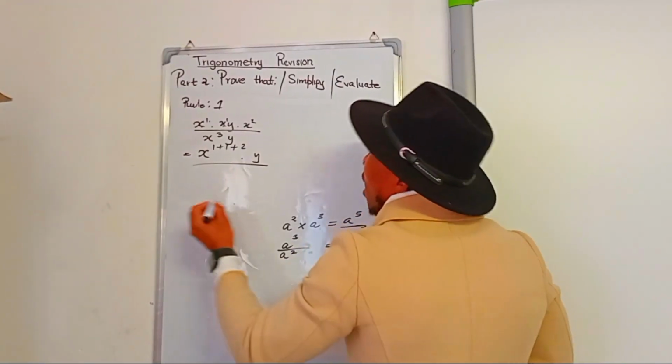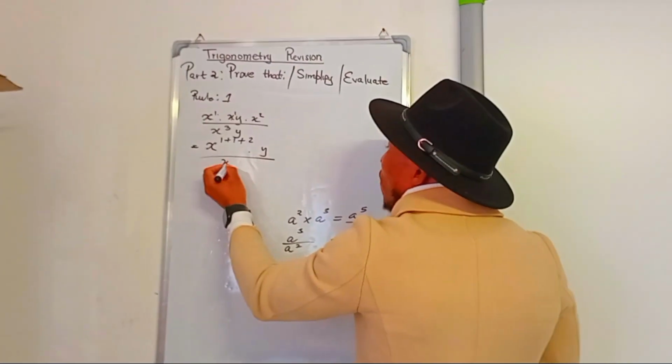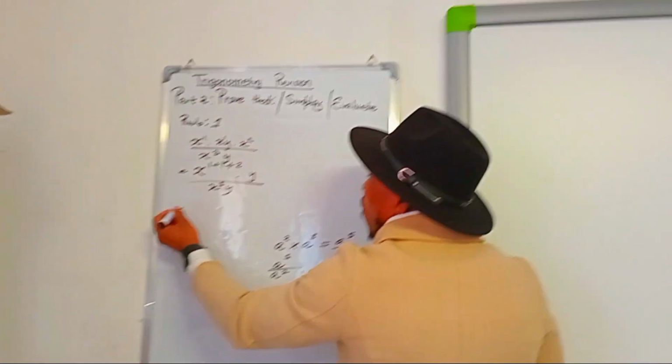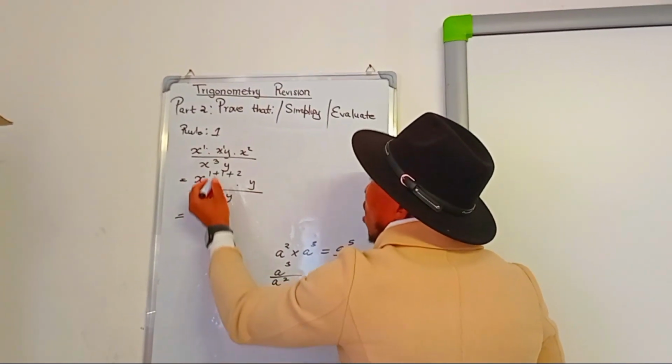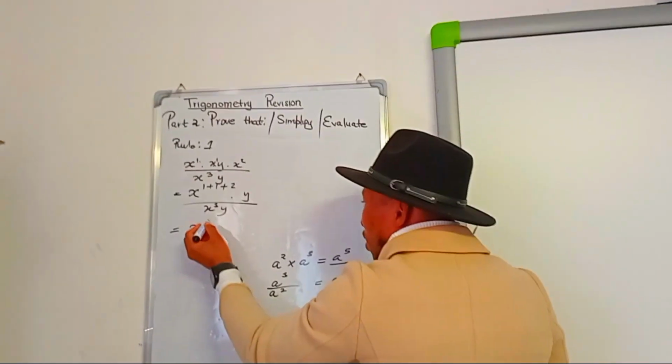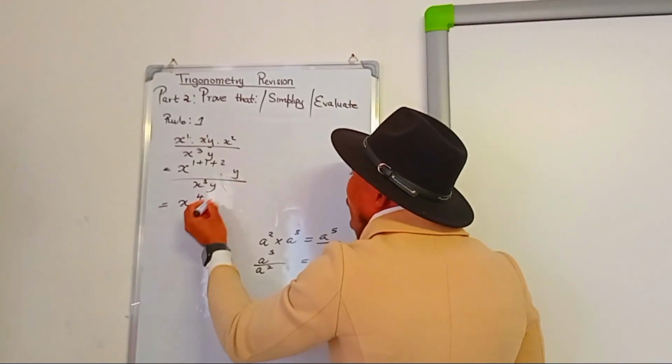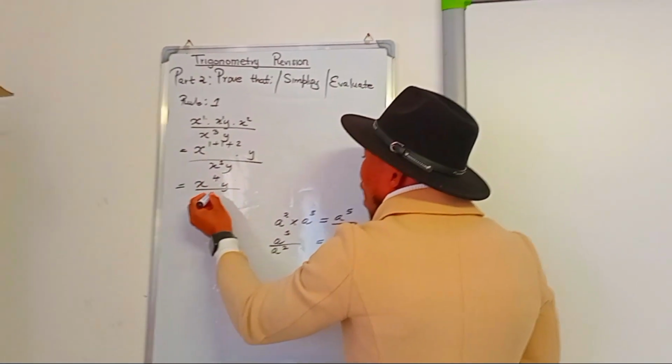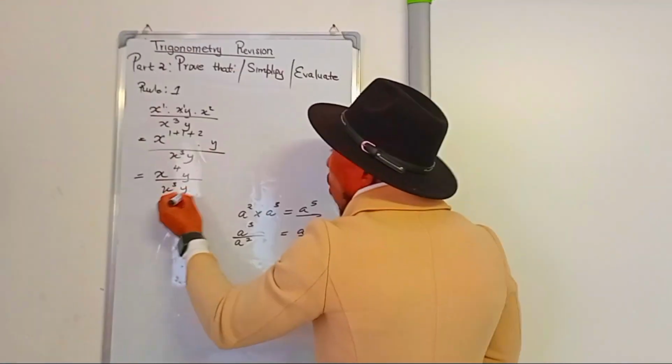Then we have y, which doesn't have a base, okay? And all over here we have x to the power of 3. Therefore, here we're going to have 1 plus 2 plus 2 equals 4. Then 4y over x cube y. Okay?